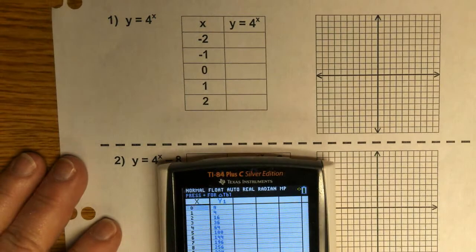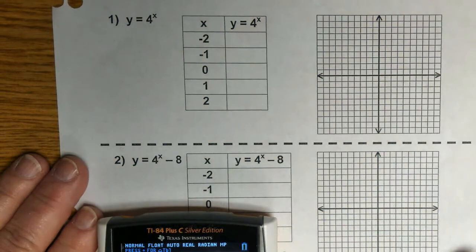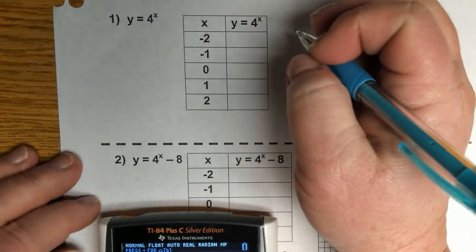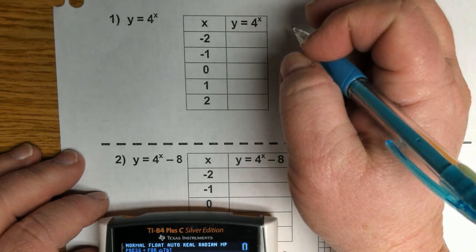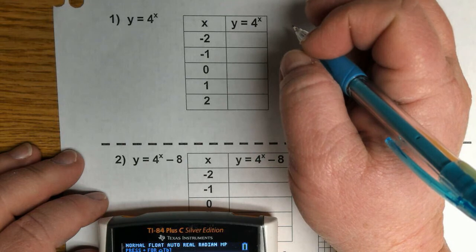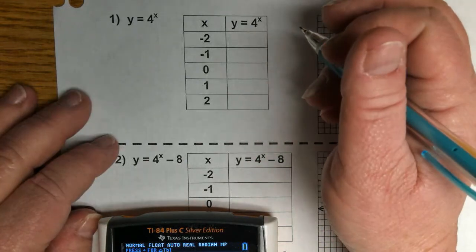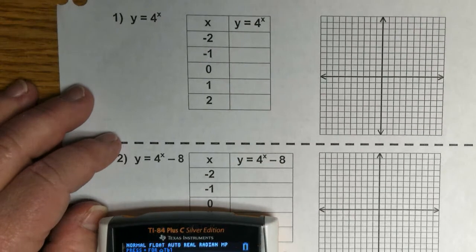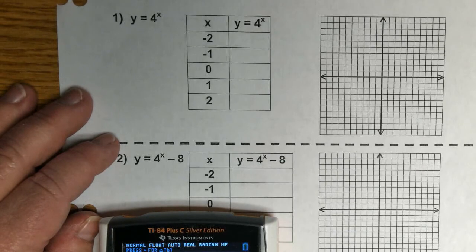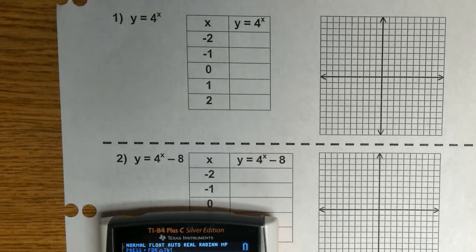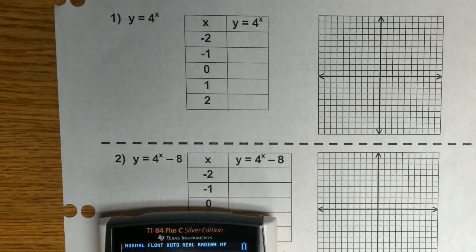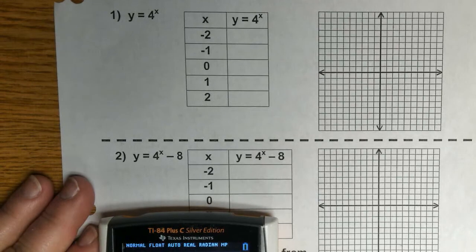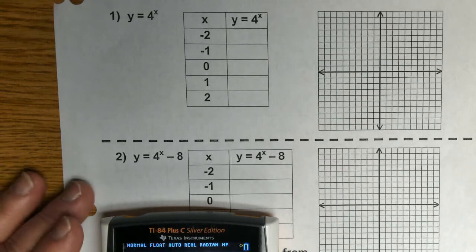And it starts at -2, and how in the heck did she get that? What? You said squared. Oh, it's 4x. No wonder. My goodness. All right, let's hit clear. 4 to the power of x. I'm so sorry. Second table.